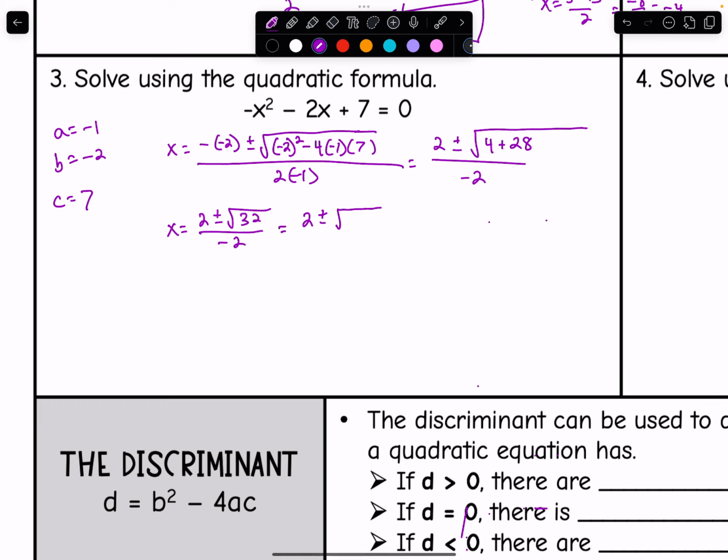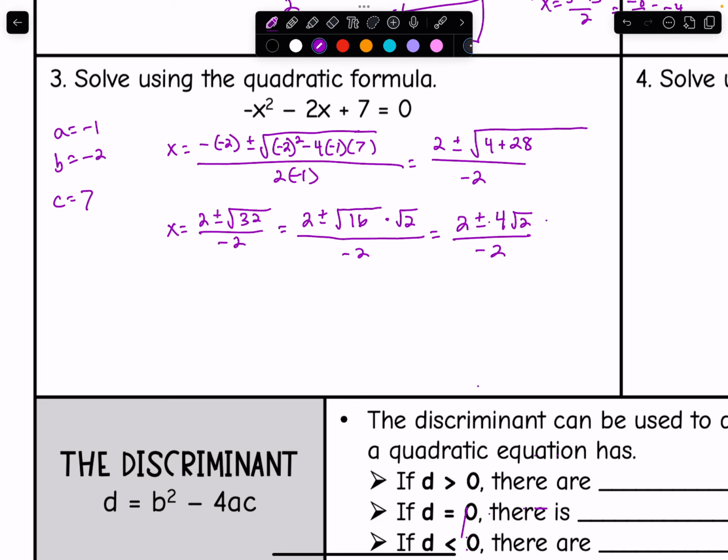All right, so 32 is 16 times 2. Two numbers times each other, where at least I can square root one of them. 32 is not a perfect square, so I can't square root it to a whole number. So I break it up into the square root of 16 times the square root of 2. If I multiply these back together, I can multiply them because they're square roots, and they come back to the square root of 32. Oh yeah, I can square root the 16. So I get 2 plus or minus 4 times the square root of 2, all over -2.